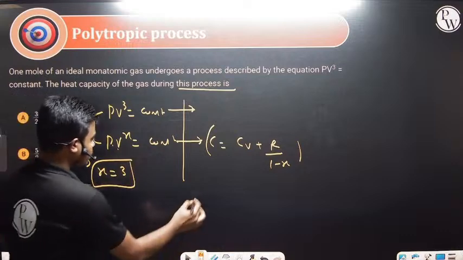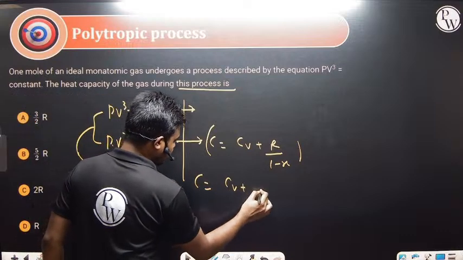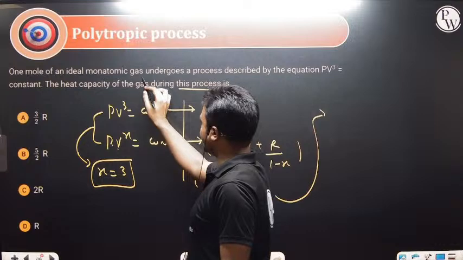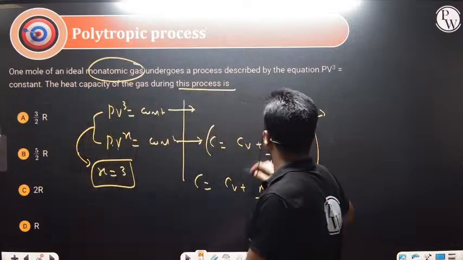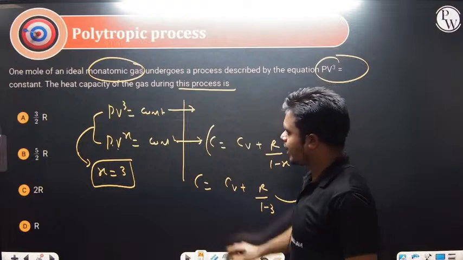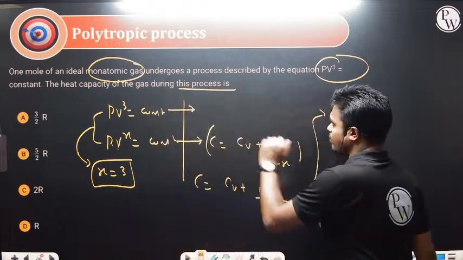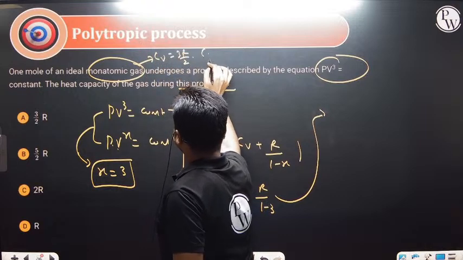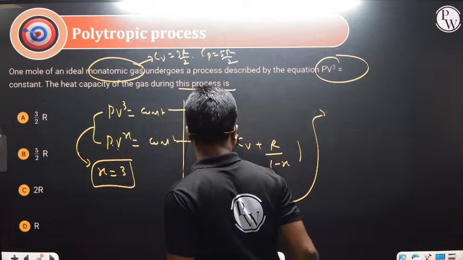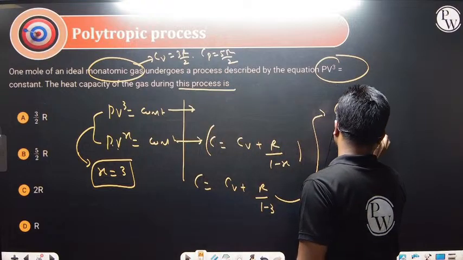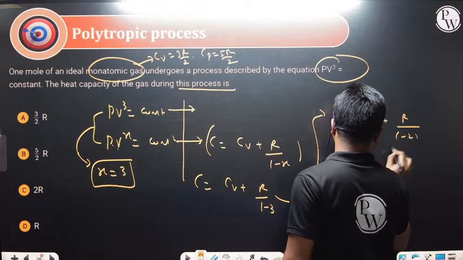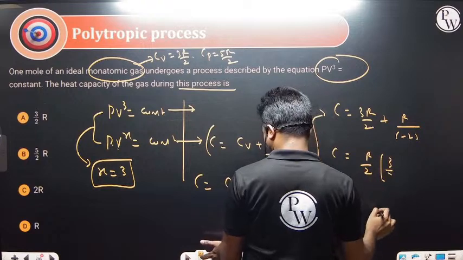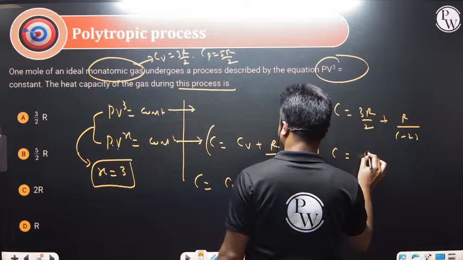Putting the value here, C equals CV plus R divided by 1 minus 3. What is the CV value? Which gas do we have here? Ideal monatomic gas undergoing the equation PV to the power 3 equals constant. For an ideal monatomic gas, what is the CV value? Yes, we have to remember this: CV value is 3R by 2. What is the CP value? 5R by 2. So C equals 3R by 2 plus R by minus 2. Taking R by 2 common, we get 3 by 2 minus R by 2. What value do we get here?